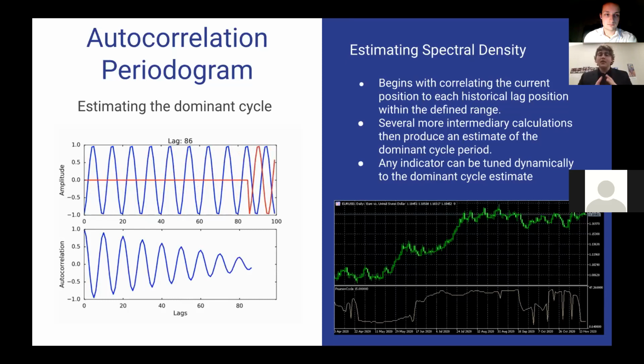So what's really useful about this is the roofing filter, the indicator that I was discussing on the last slide. That's something that can be used as a precursor to developing other indicators, essentially. You're pinpointing the cyclic motion at the scale that you're interested in trading. But with this indicator, this estimate of the dominant cycle, what it's giving you is a dynamical periodicity that you can plug into the other indicators that you create.